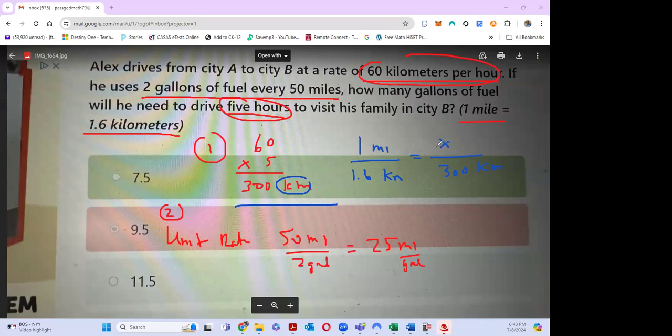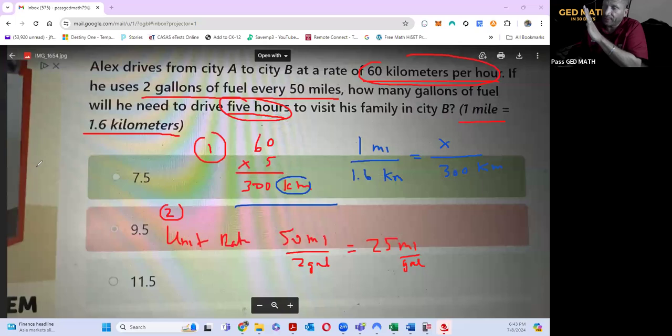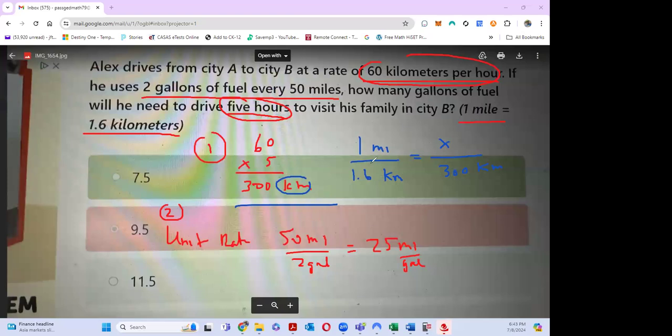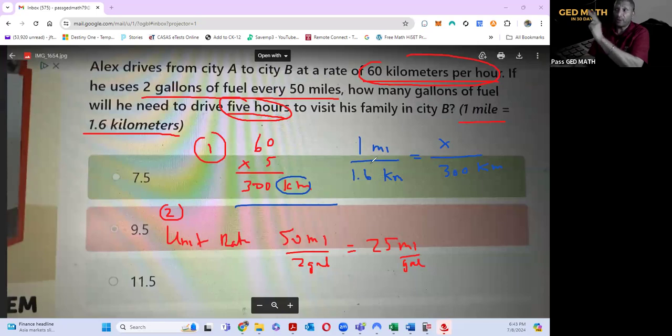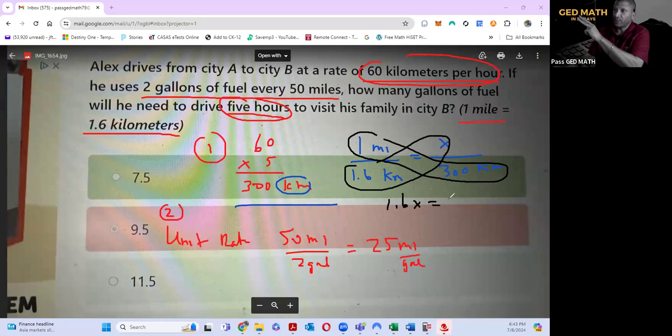Okay, so we don't know how many miles, but we can set up a proportion to figure it out. Hold on, let me go too fast. So how can we solve a proportion? We can multiply and divide, right? So we can either solve by equivalent fraction, we can solve by unit rate, or we can solve by cross multiplication. So we're going to do 1.6x equals 300. To get x by itself, we divide by 1.6. So what is 300 divided by 1.6?